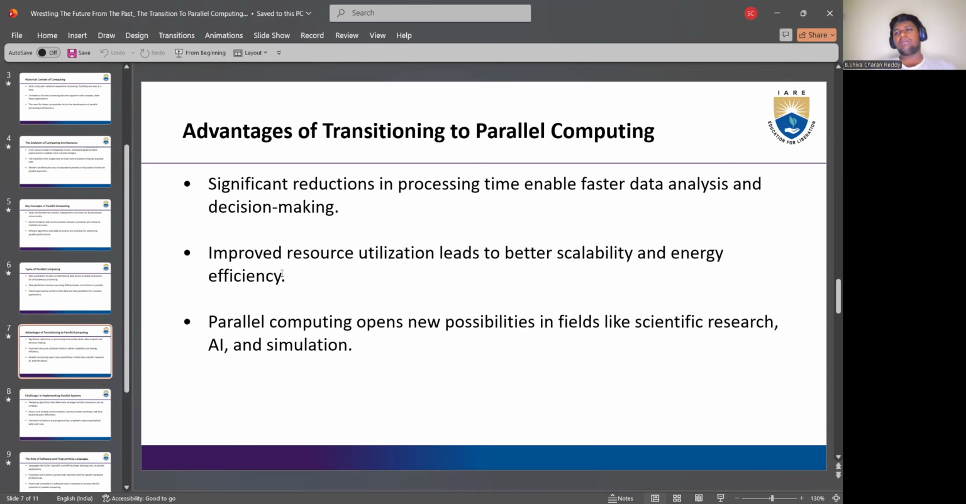Advantages of transition to parallel computing. Significant reductions in processing time enable faster data analysis and decision making. Improved research iteration leads to better scalability and energy efficiency. Parallel computing opens new possibilities in fields like scientific research, AI, and simulation. So this reduces the time taken to process the data required for data analysis. It also improves resource utilization, like how the resources are utilized by the system, and it opens new possibilities in the development of AI, and also helps in scientific research and simulation.